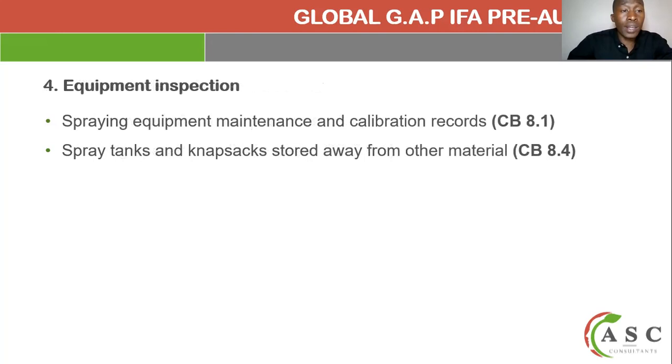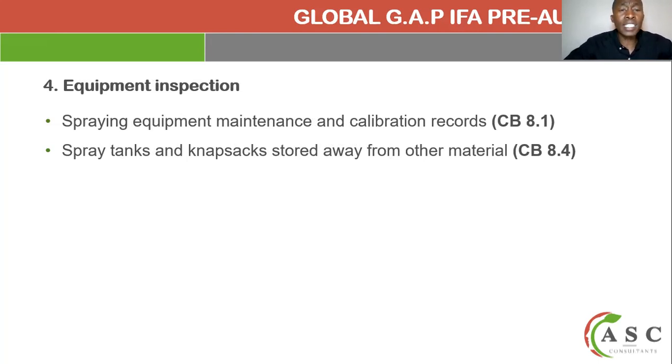Okay, so let's move on and have a look at the requirements for equipment inspection. Auditors are likely, actually, this is not a likely, it's a must. Auditors will definitely ask for calibration records for your spraying equipment. These are calibration records to prove that your spraying equipment has been calibrated by a competent, approved, and qualified technician on a yearly basis or at the beginning of each season to make sure that it delivers the accurate rate of the chemicals that you are spraying.